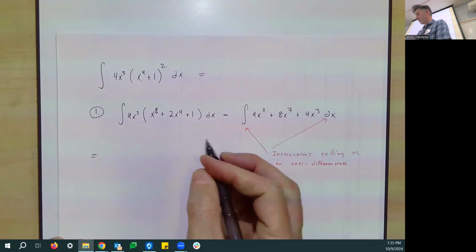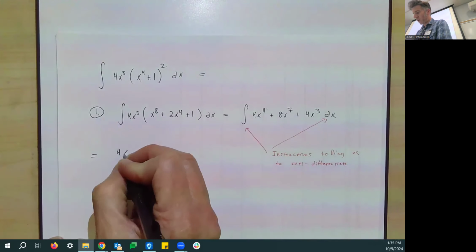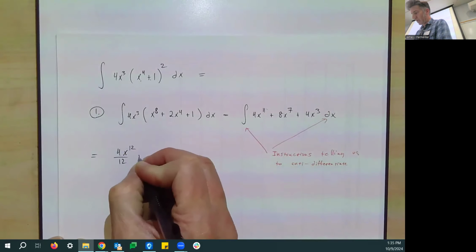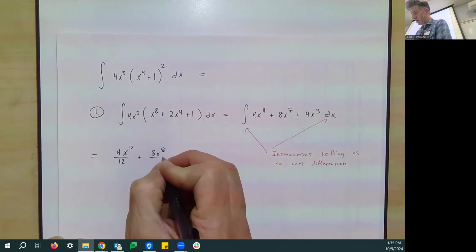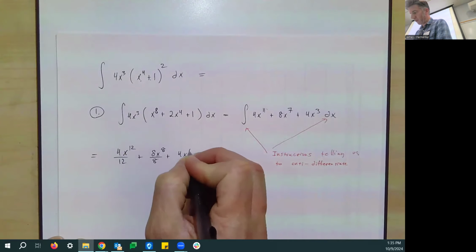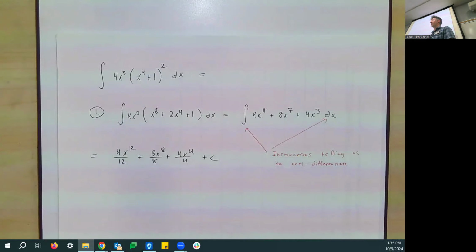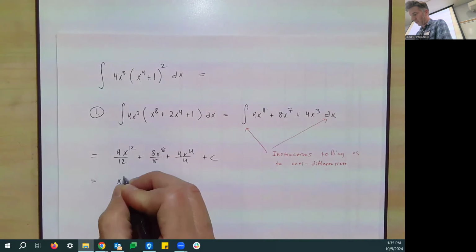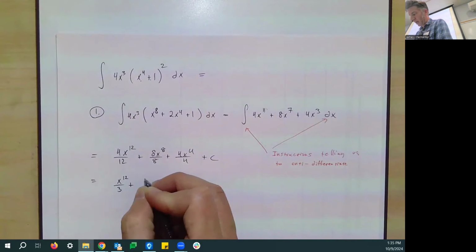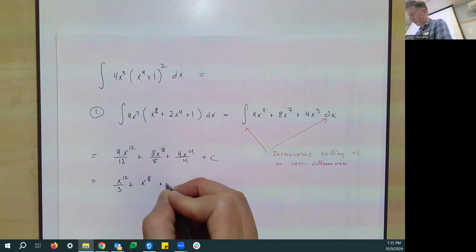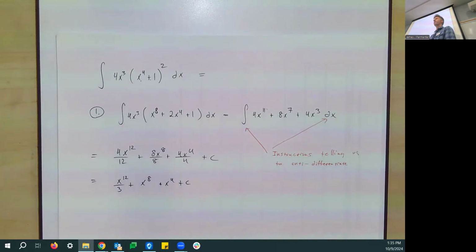So we're going to antidifferentiate each term. I'm going to get 4x to the 12th over 12 plus 8x to the 8th over 8 plus 4x to the 4th over 4. Yeah, plus c, why not? You could probably skip that step and simplify, right? It would definitely have been written just as x to the 12th over 3 plus x to the 8th plus x to the 4th plus c. Okay. I want to point that out.